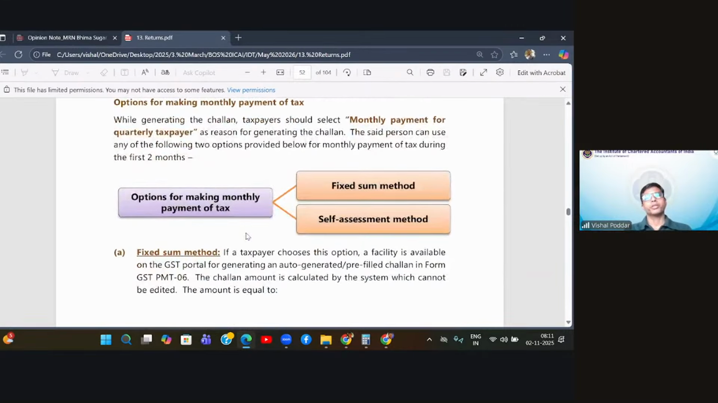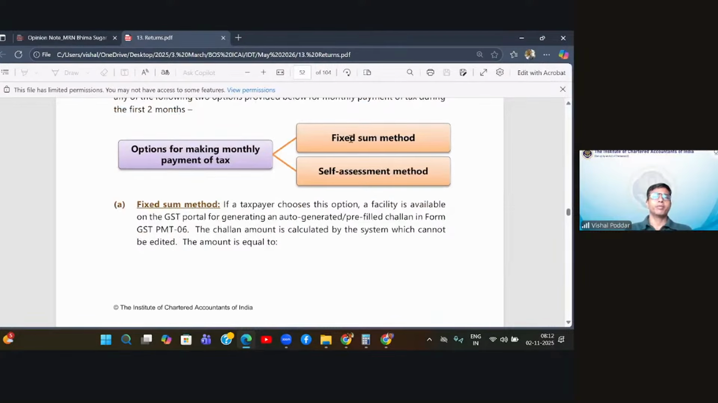So now the question is how to determine the first 2 months' payment. In this, again, there is an option given. A QRMP return filer has been given two options to determine its monthly tax liability for the first 2 months, because the third month will be covered in the quarter's return and there you will get the actual tax liability. Here it is on an estimation basis. For that they have given two methods: one is the fixed amount method and the other is the self-assessment method.